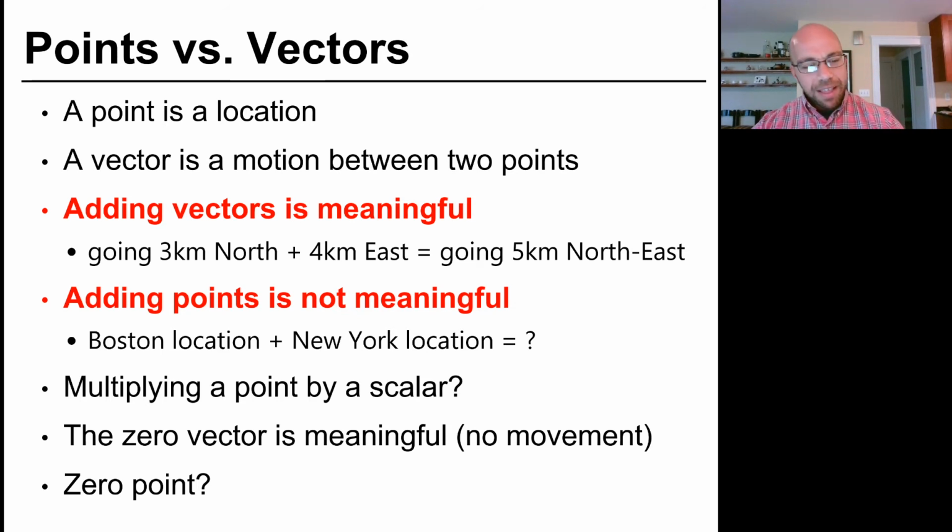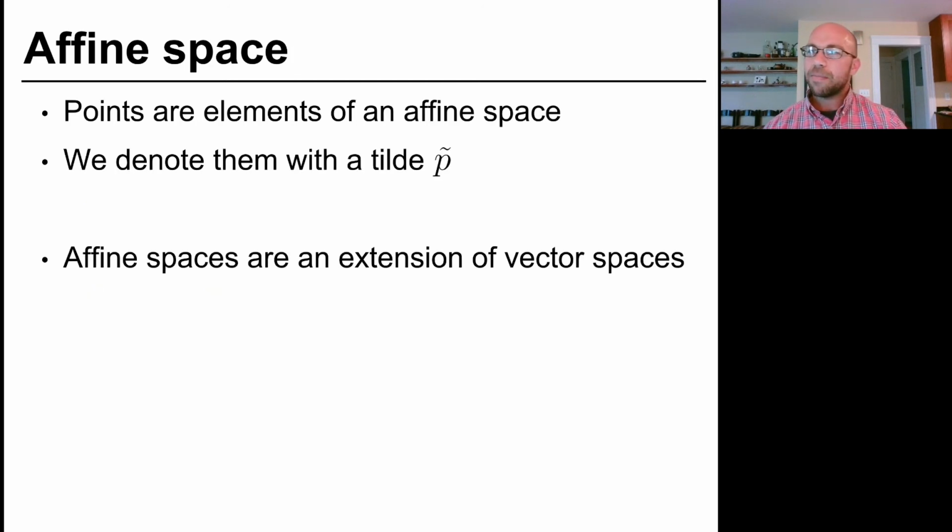Okay, so that's going to lead us to a slightly different space than a vector space, because now we need an origin, right? We need a way to specify points in 3D space. And that leads us to a different mathematical setup known as an affine space. And so points are members of an affine space. Vectors are members of a vector space. And in this class's notation, we're going to put a tilde, a little squiggly, on top of points. So remember that points are members of affine spaces, and we're going to be able to think of them like extensions of vector spaces.